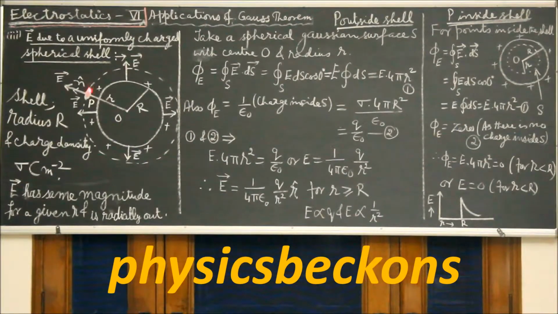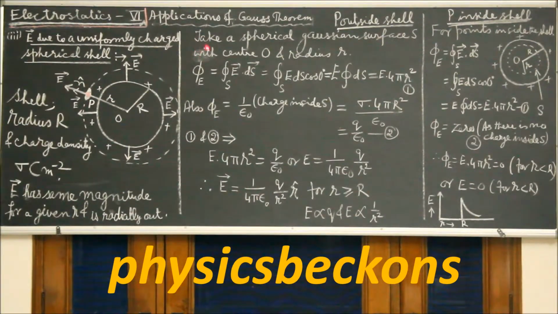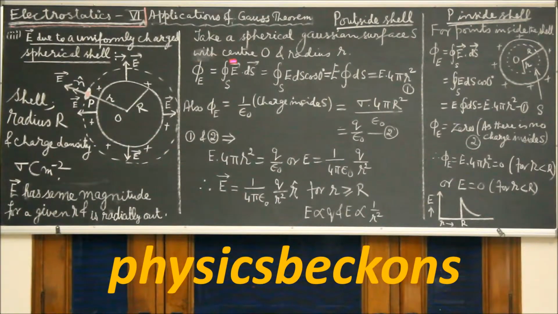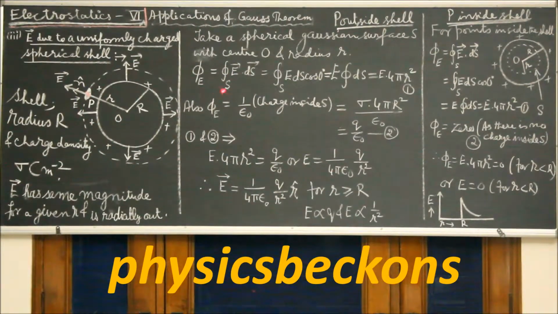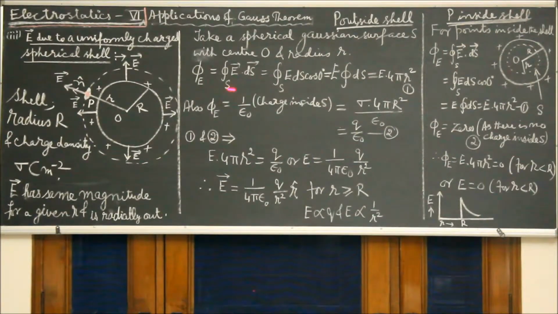Now for point P at a distance small r from center O, if you want to find out the field using Gauss theorem, we have to take a spherical Gaussian surface S with center O and radius r. This surface is shown by the dotted sphere. Flux phi E is integral E dot ds over this entire Gaussian surface equal to E ds cos 0, because for this elementary area field is radially outward and area vector is also radially outward. That gives you theta equal to 0 degree.